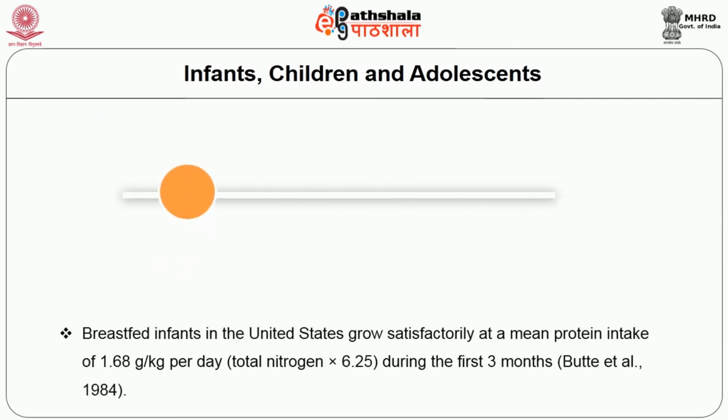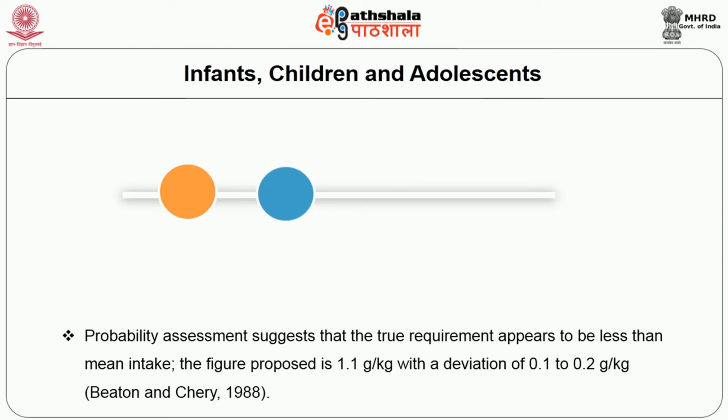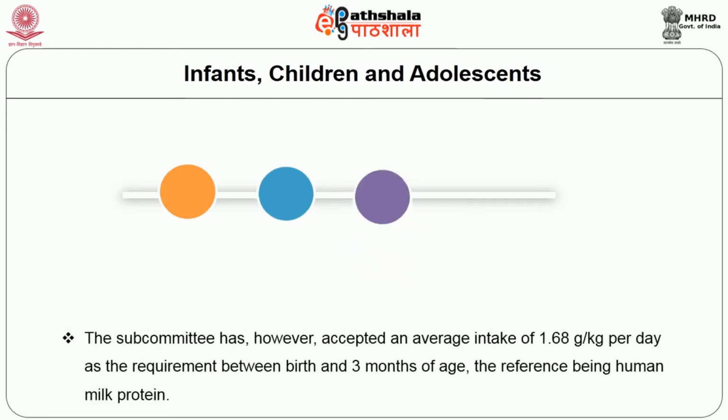Breastfed infants in the United States grow satisfactorily with a mean protein intake of 1.6 grams per kg per day during the first 3 months. Probability assessment suggests that the true requirement appears to be less than the mean intake. The figure proposed is 1.1 grams per kg with a deviation of 0.1 to 0.2 grams per kg. The subcommittee has, however, accepted an average intake of 1.6 grams per kg per day as the requirement between birth and 3 months of age, the reference being human milk protein.